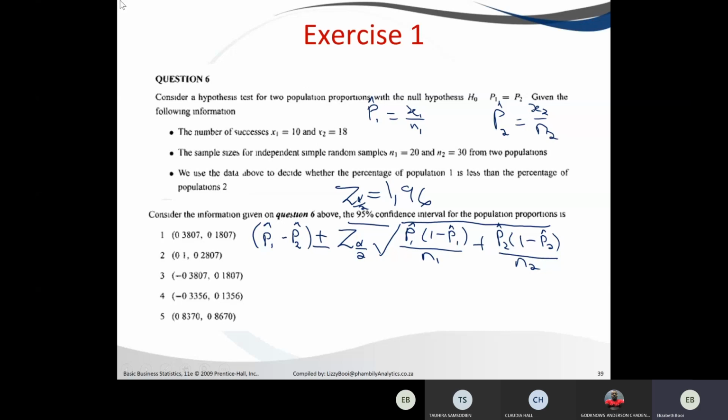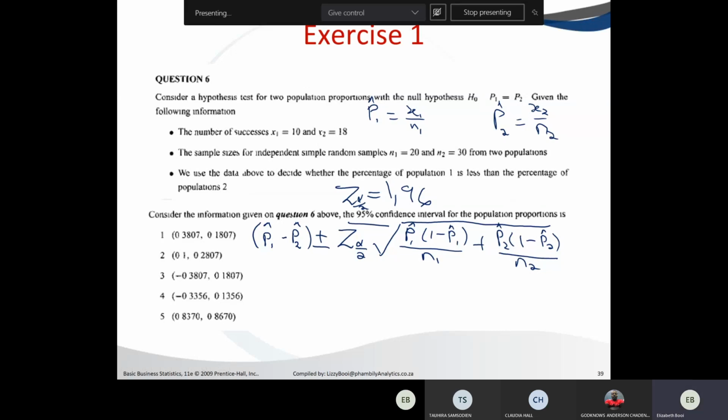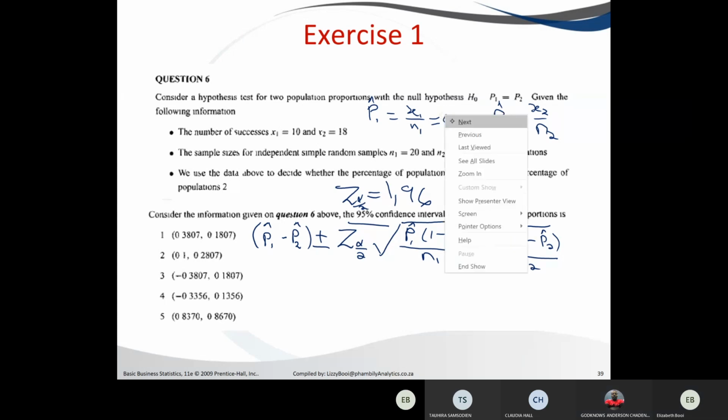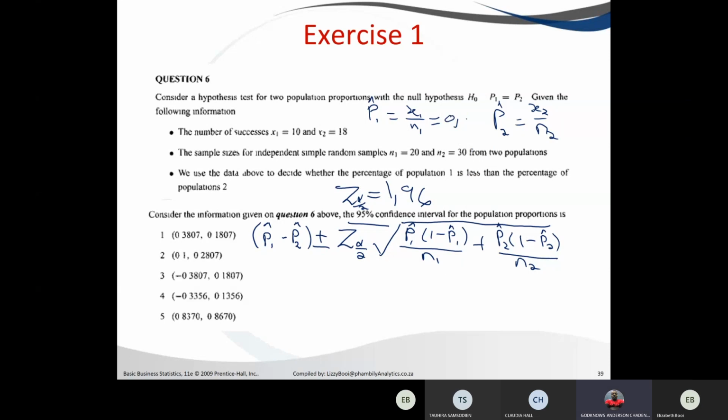Okay, so let's see if we can answer this before the session ends in 6 minutes. What is the value you find for P1? P1 is equal to 0.5. And for P2? 0.6. And then we substitute into the formula.